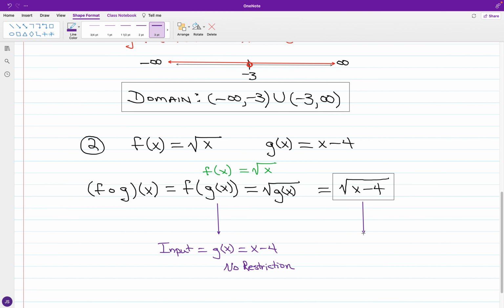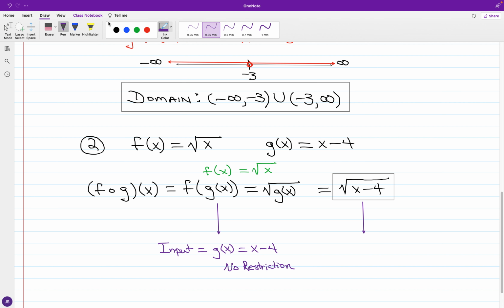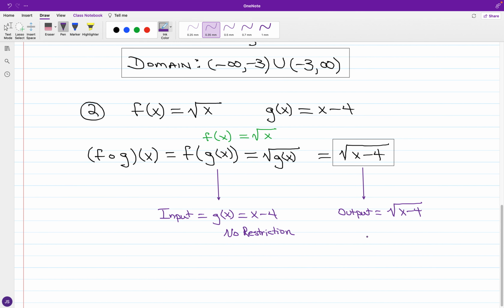Now for the output itself, you have the square root of x minus 4. So you have an even root radical. With this output, we have x minus 4, and since we're working exclusively with the real number system, we cannot have x minus 4 be negative.